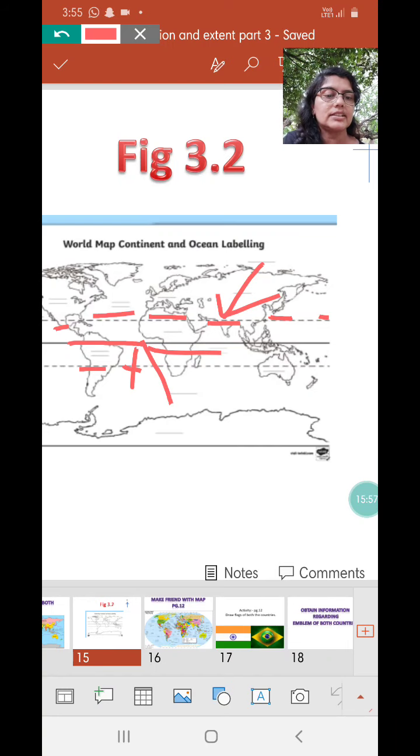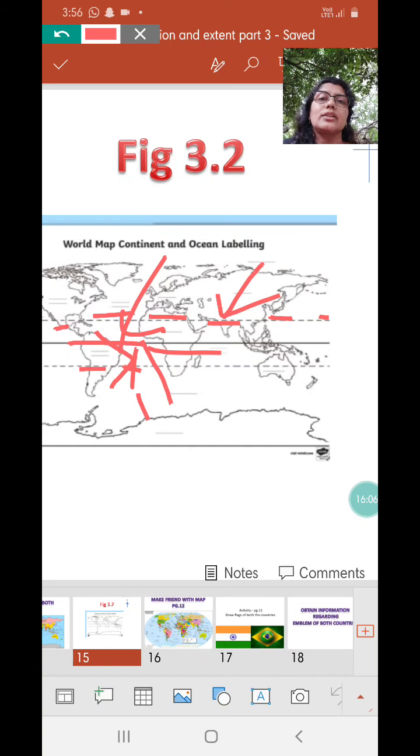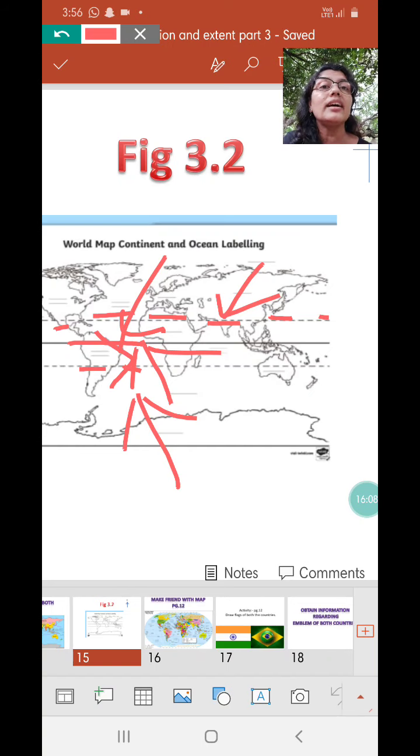So it's right. Brazil has a coastline along the Pacific Ocean. Now Brazil is here. The coastal area is here. So it has a coastline along the Atlantic Ocean. So this is wrong. Not along the Pacific Ocean.